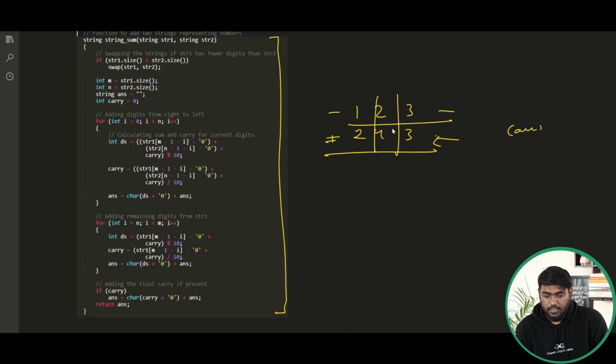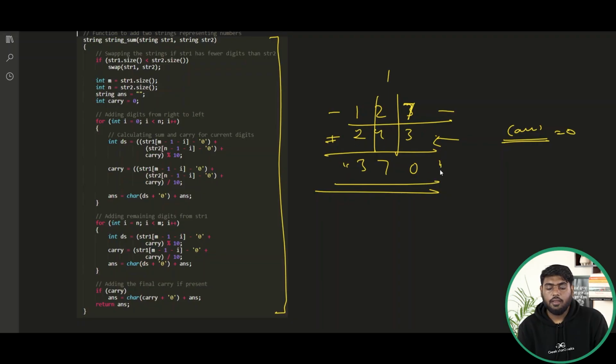In this condition, no carry is there. Okay, let me modify. 7 plus 3 is going to be 10. That means 1 will be recorded as a new result and carry will be there. Then once you simply add 4, 5, 6, 7, no carry will be there, carry will be 0. So addition would be 1 and 2, 1, 3 here. 370 would be the new answer string and that will be returned.